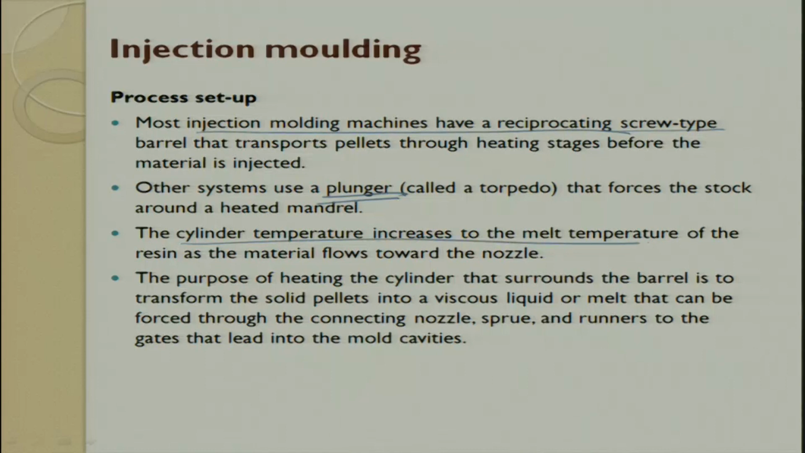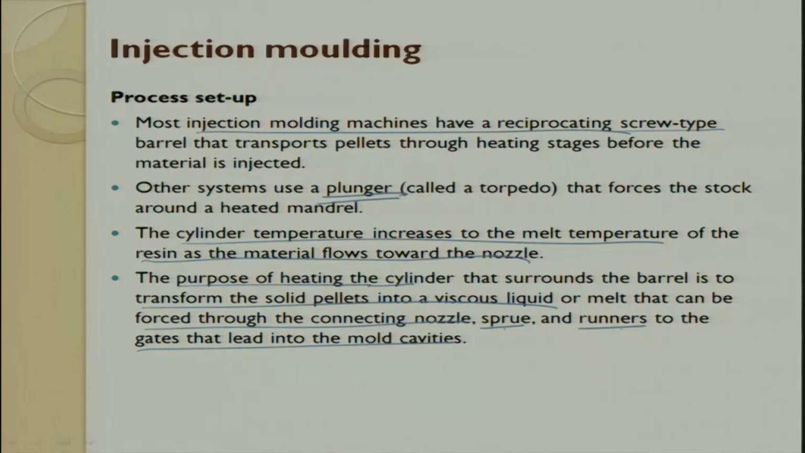So the cylinder temperature is increased to melt the raw material as it moves towards the nozzle. The purpose of heating the cylinder is to transform the solid into a viscoelastic liquid and then force it through the nozzle, sprue, runner, and through the gate. That leads to a mold cavity, so that you get a better output.